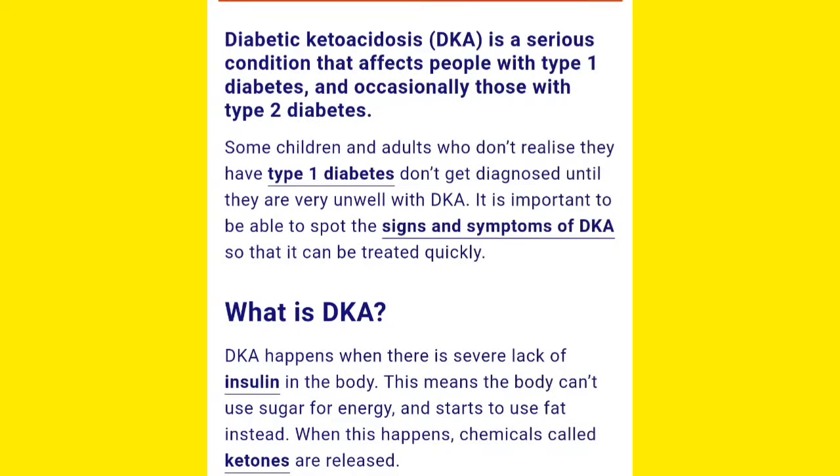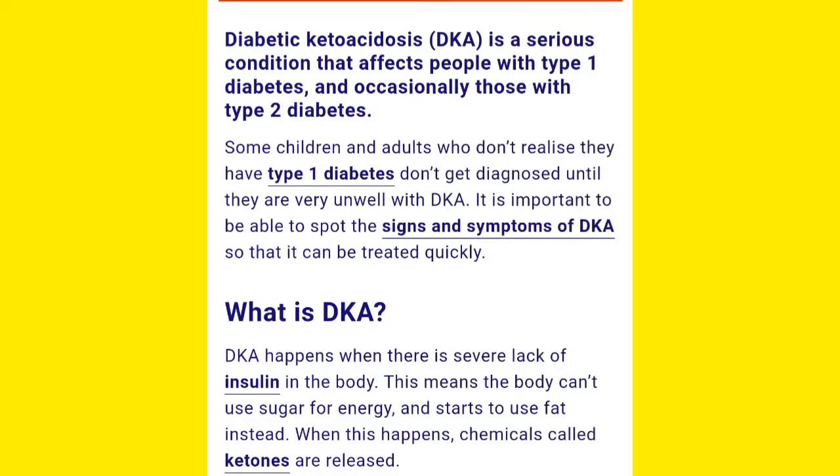Now let me teach you the definition. Now it's your turn to learn it. What is DKA? DKA is basically diabetic ketoacidosis, in which there is a severe lack of insulin. The insulin level is very low. The insulin level has fallen down in the body. That is known as diabetic ketoacidosis. And this means the body cannot use the sugar for energy, because we need insulin for utilizing the sugar for getting the energy, but the body cannot use the sugar for energy.